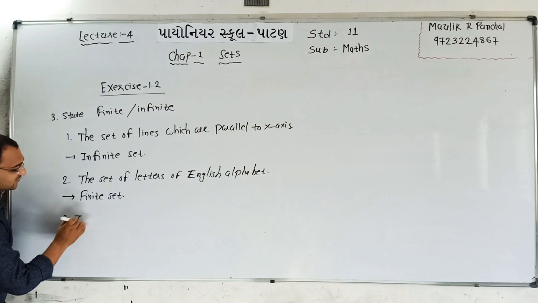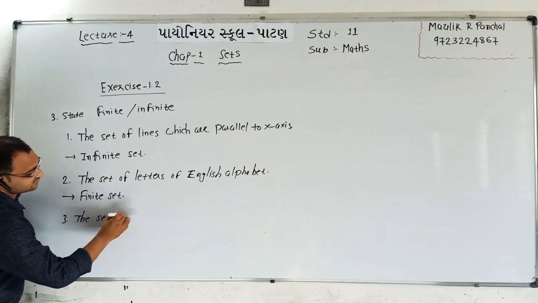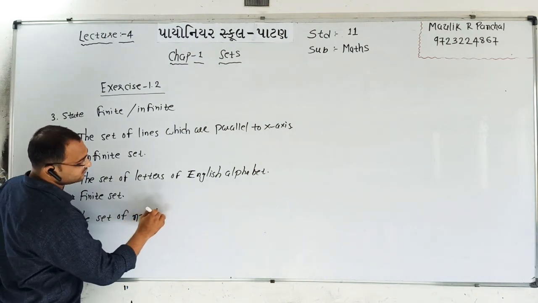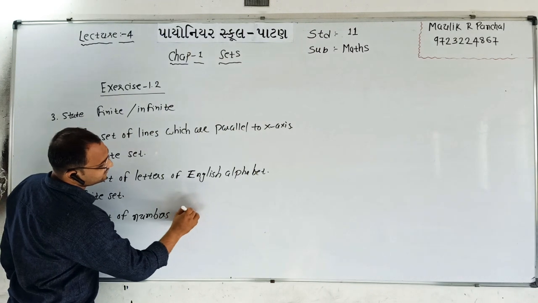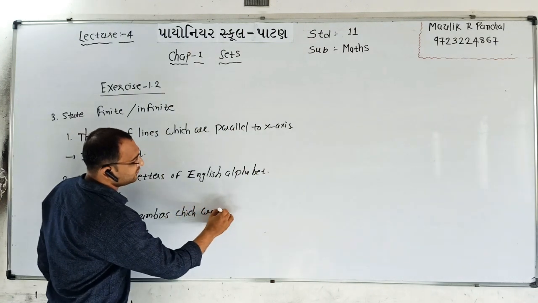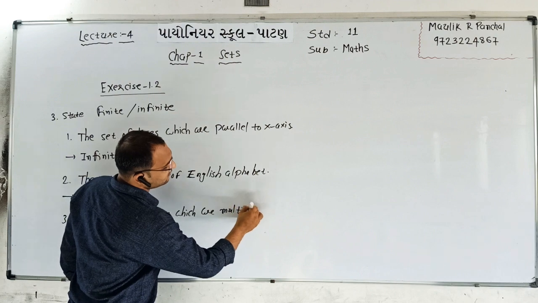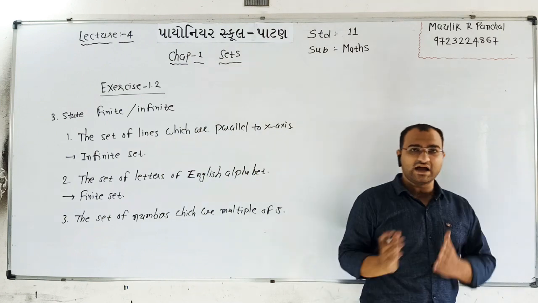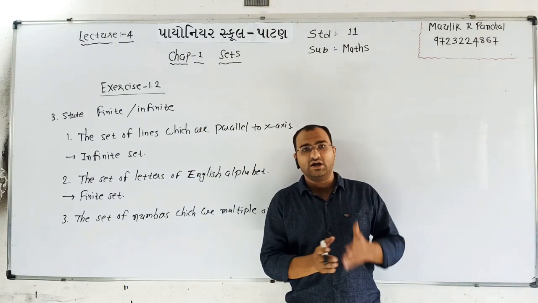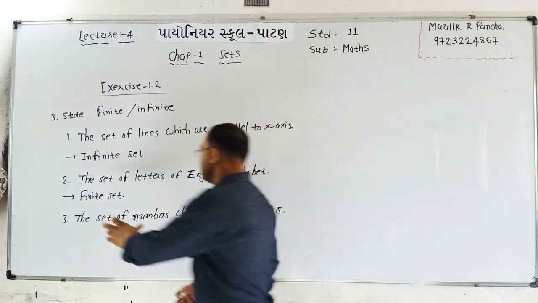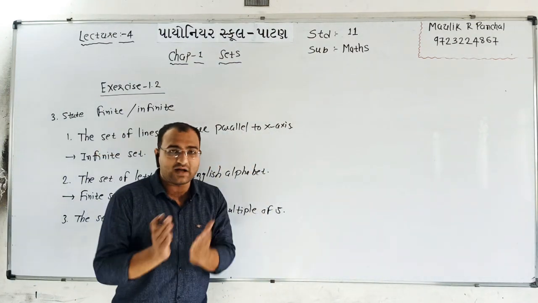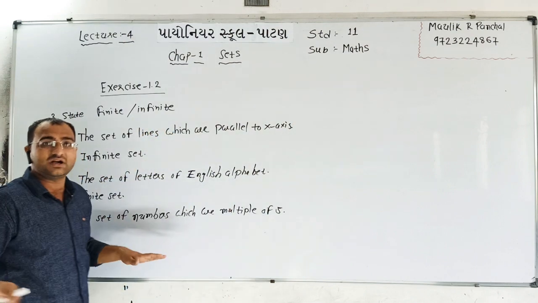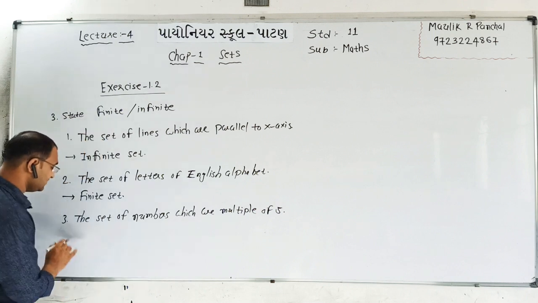Third question, the set of numbers which are multiples of 5. Multiples of 5 are 5, 10, 15, 20, 25 up to infinity. That means this set does not have a definite number of members, so it is an infinite set.